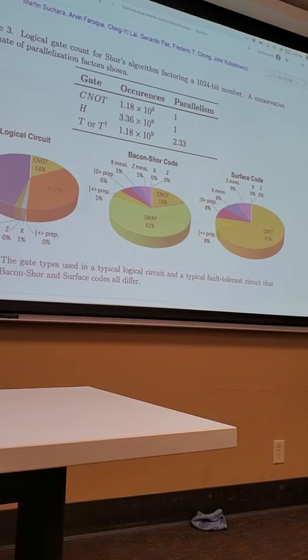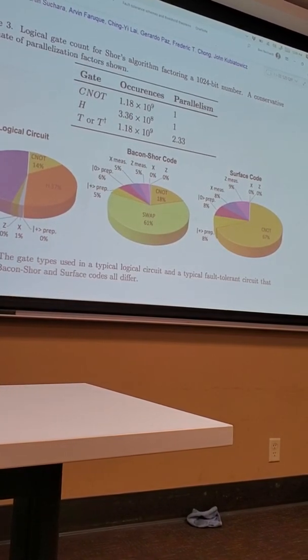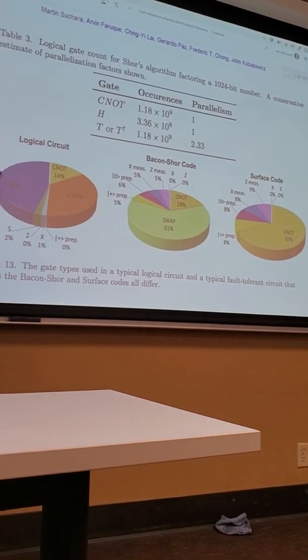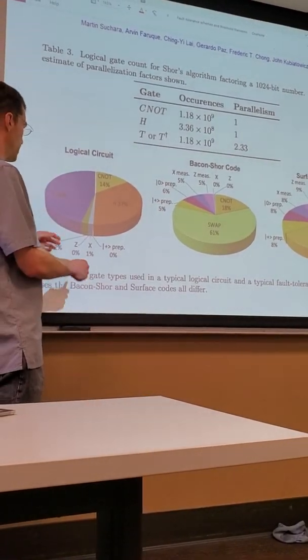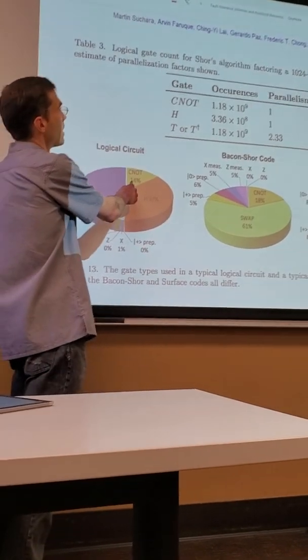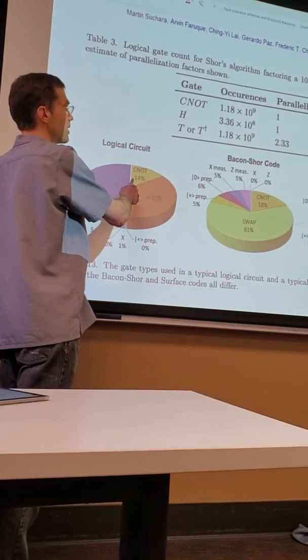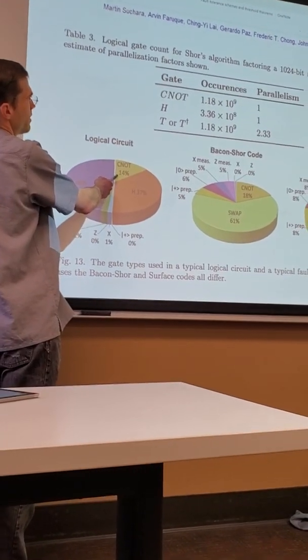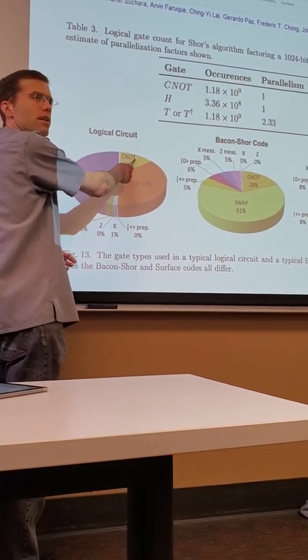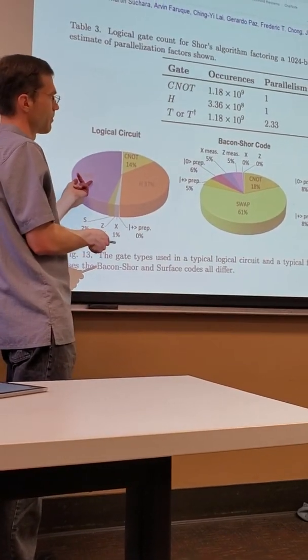These authors looked at Shor's algorithm for a 1024-bit number. Here they're counting the number of gates used in the circuit, and the number of different gates used. This is 14% of the gates, or 10 to the 9 gates, which is 14% of the total. Some are CNOT gates, some are Hadamard gates, and some are T gates.